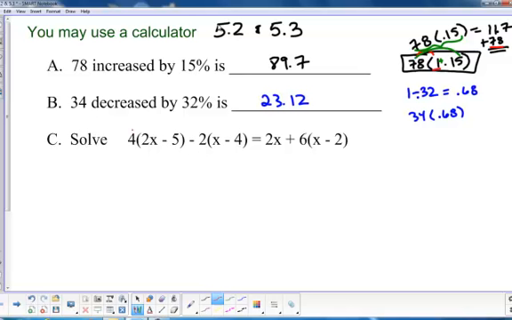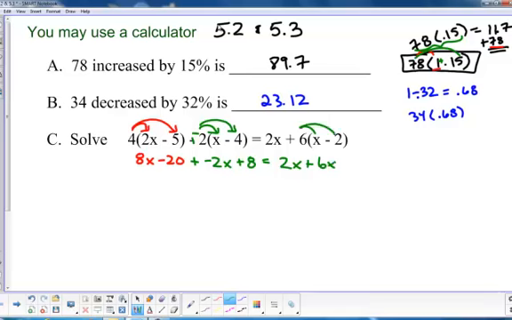Okay, when you're solving things with parentheses, the first and foremost step is to get rid of the parentheses. We're going to undo the order of operations, but we cannot have the parentheses in here. So we have 8x minus 20. Now I'm going to slash and dash this just so I do not lose that negative. So negative 2x and then a positive 8. And then we have 2x plus 6x minus 12. So that's the first step.